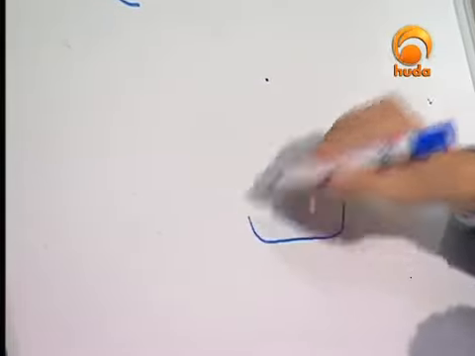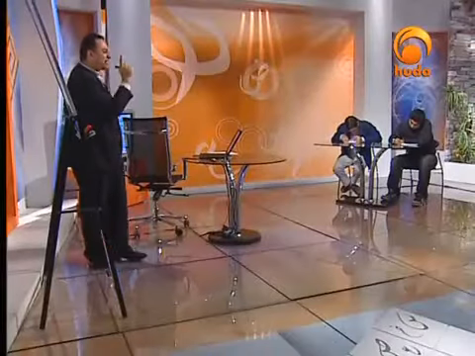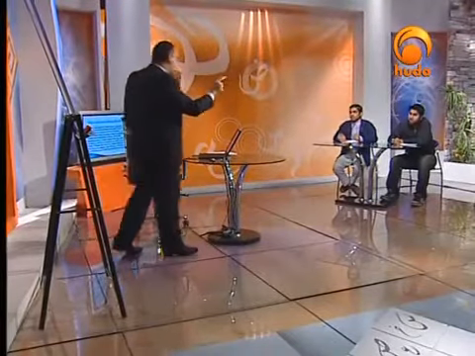Here, just to remember the shape of fa, it's the same for qaf. The exception is that we put two dots rather than one dot. So we have a sequence here: fa and qaf.